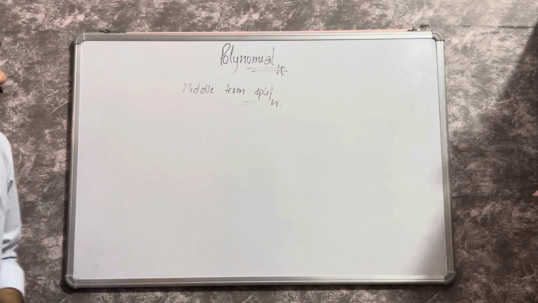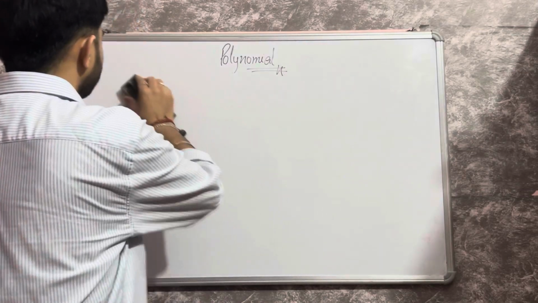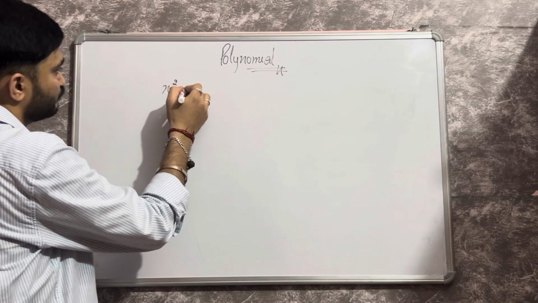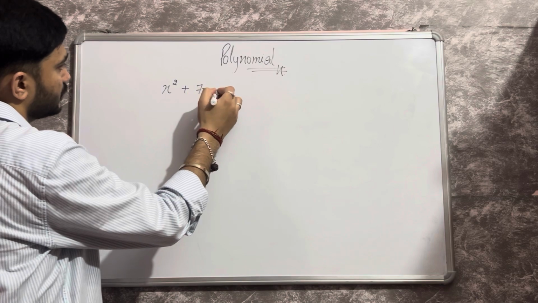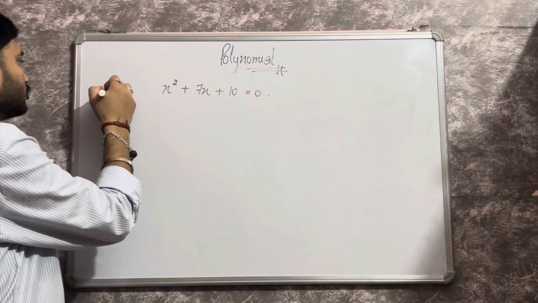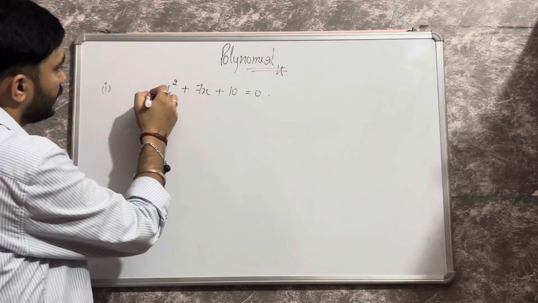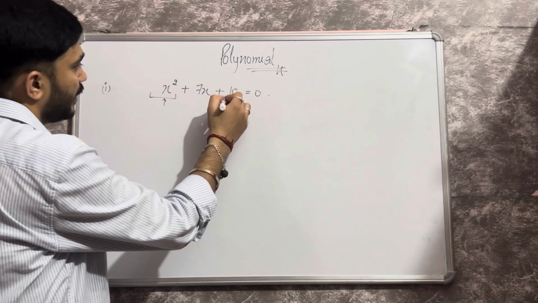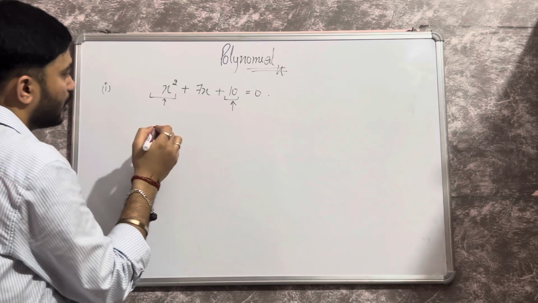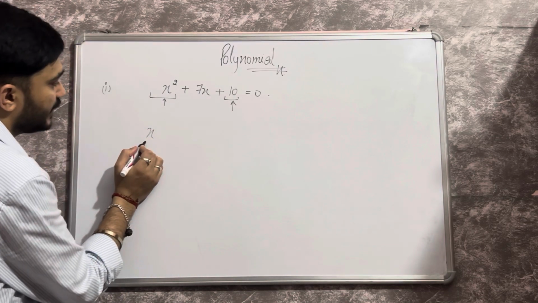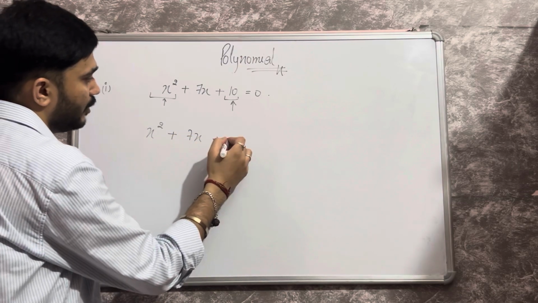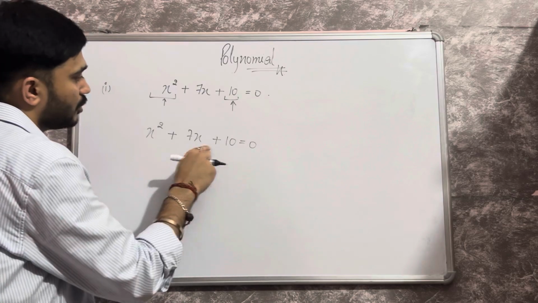So for the first part of how to solve middle term split, we have a question: x square plus 7x plus 10 equal to 0. How are we going to solve this? Firstly, take the first number and the last number. Always remember, you have to arrange these according to their power. That is, firstly take the variable with maximum power, then the variable with lower power, and in the last you write the constant.